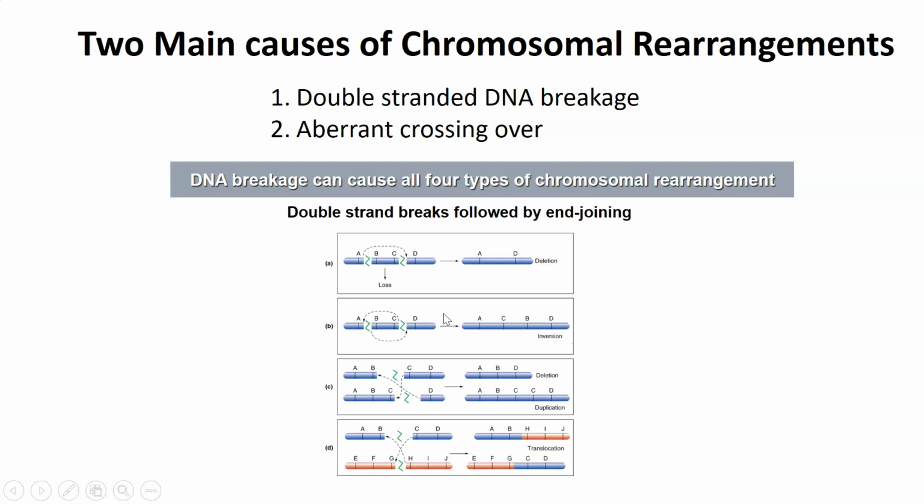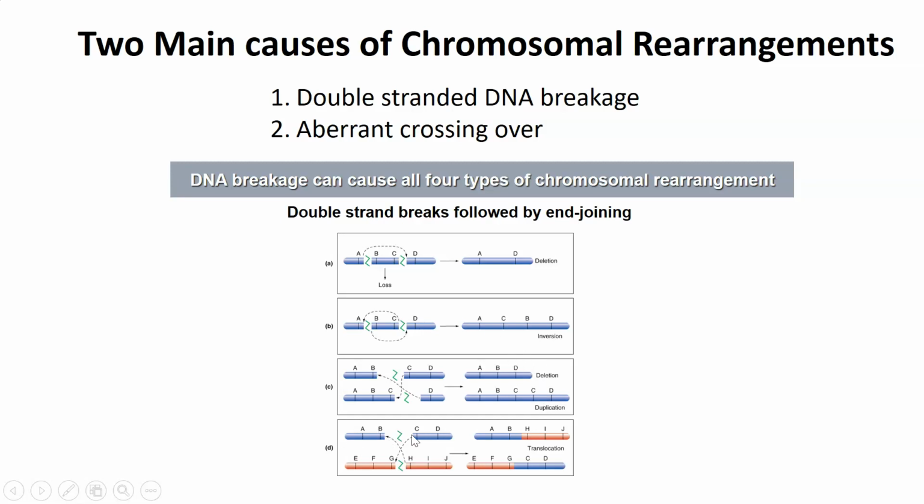You could have 2 homologous chromosomes undergoing breakage at different points and rejoining, scrambling of the segments to produce 1 deletion chromosome, AB joined to D, and 1 duplication chromosome, ABC joined to CD. So here the C segment is missing. Here the C segment is present twice. This would be a deletion, and this would be a duplication.